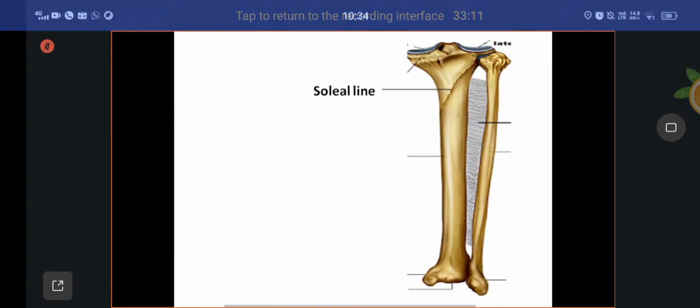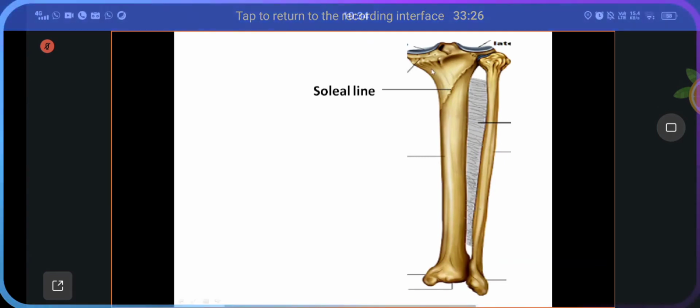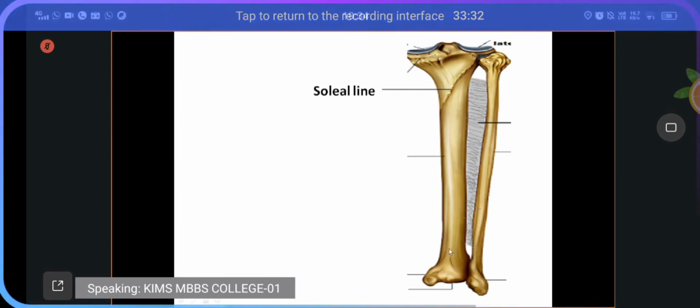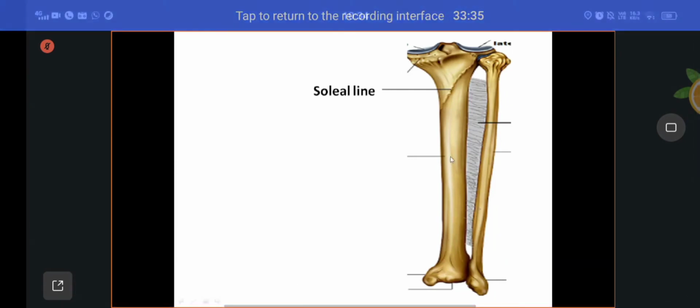On the posterior surface, I told you, there is one important line. This is the oblique line because it gives origin to the soleus muscle. It has become the soleal line. It divides the posterior surface into an upper small triangular surface and a lower larger area. This ill-defined vertical ridge divides the lower larger area into medial part and lateral part.